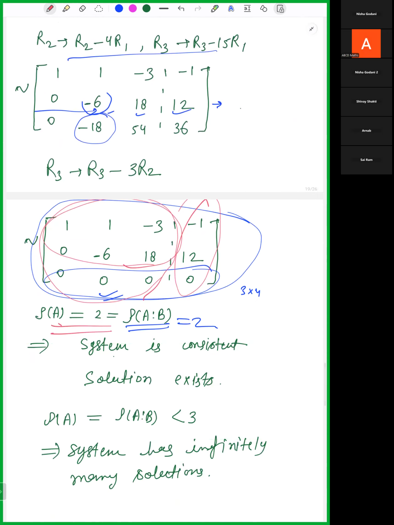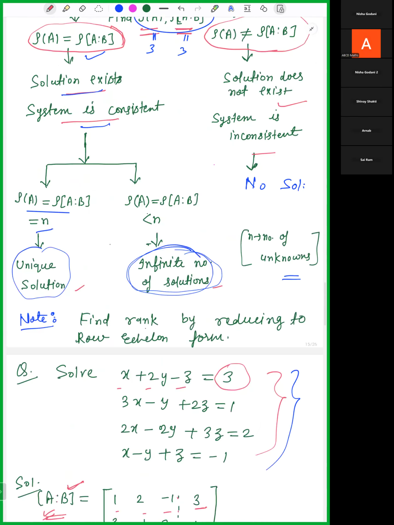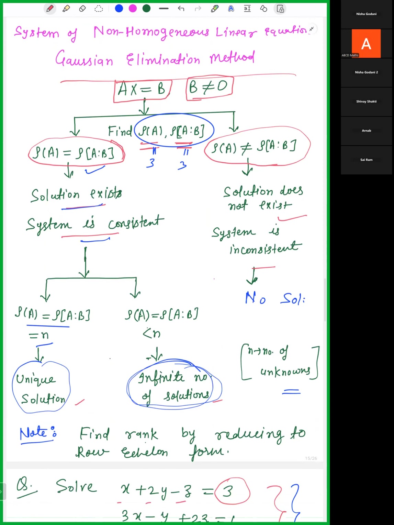So both have same rank. So system is consistent, solution exists. But which type of solution? Unique or infinite? So you can see on this, here, I have already mentioned if both are same and equal to n, then unique solution. If both ranks are same, but less than n, then system has infinite number of solutions.